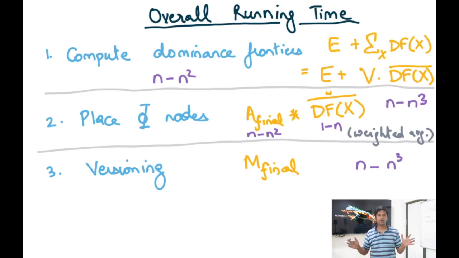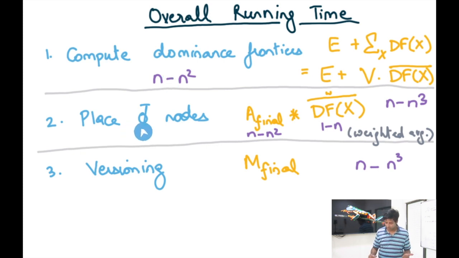Overall, if I look at the overall translation to SSA algorithm, it was divided into 3 parts. The first part was the computation of dominance frontiers, which we said was order E plus V multiplied by the average size of the dominance frontier of a node. And E and V are order n, but the dominance frontier could be anywhere between constant size to order n, and so this step can take order n to n square.